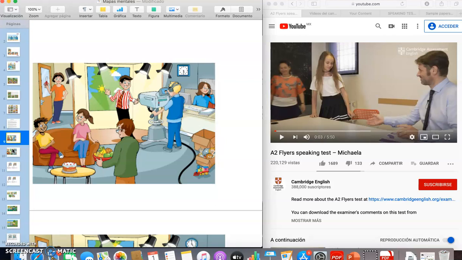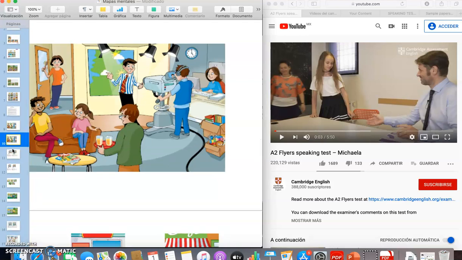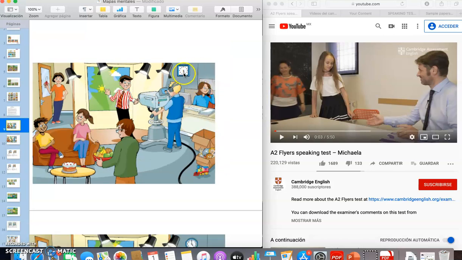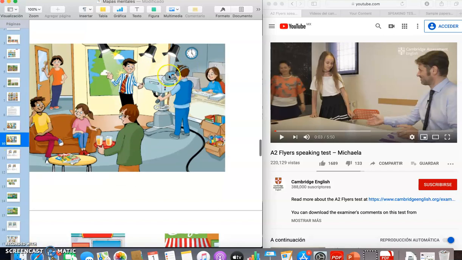Listen carefully. Now, here are 2 pictures. My picture is nearly the same as yours, but some things are different. For example, in my picture, it's 5:30. But in your picture, it's 5 o'clock. Now, can you see what I mean? Here's the clock. In the examiner's picture it's 5:30, and in the student's picture, it's 5 o'clock.